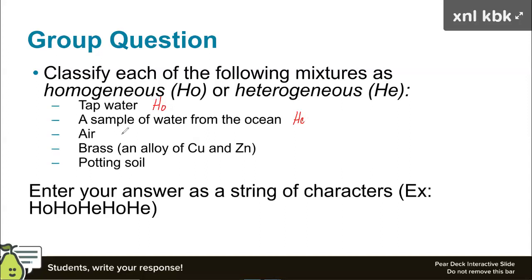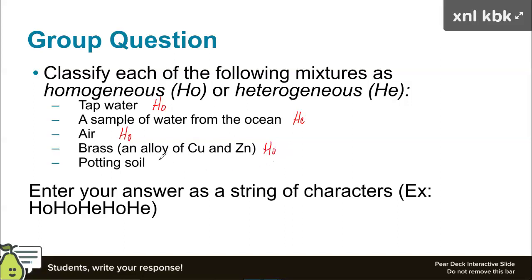The air that we're breathing right now is definitely homogeneous. I cannot tell the difference between any of the many different gases that I'm breathing in right now. They all appear to be the same. Brass is an alloy. Copper is kind of orangish in color, zinc is silvery white, and brass is kind of a yellow color. The mixture of the two, I can't tell one component of it from the other. It's homogeneous.